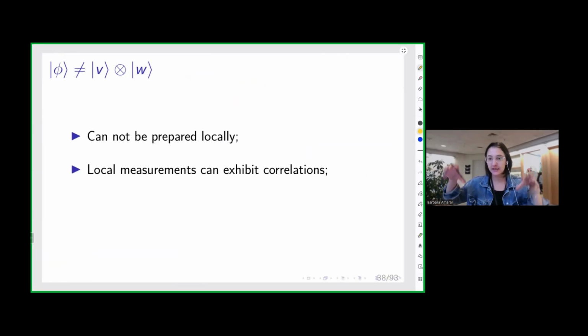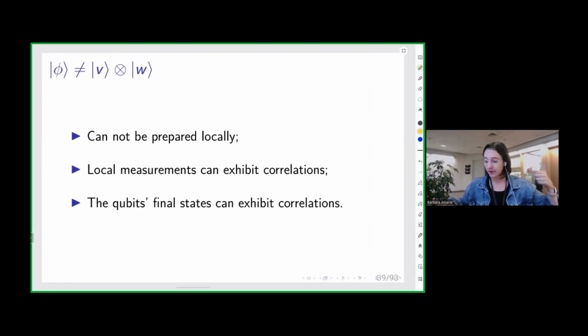Local measurement means each part acting on its qubit to measure it. These measurements can exhibit correlations, as we're going to see in a minute. And the qubits' final state can also exhibit correlations. Okay, so it's really important here. Of course, you have already studied a lot of quantum physics, so you're not going to fall for these things that you can see in journals like television or that.